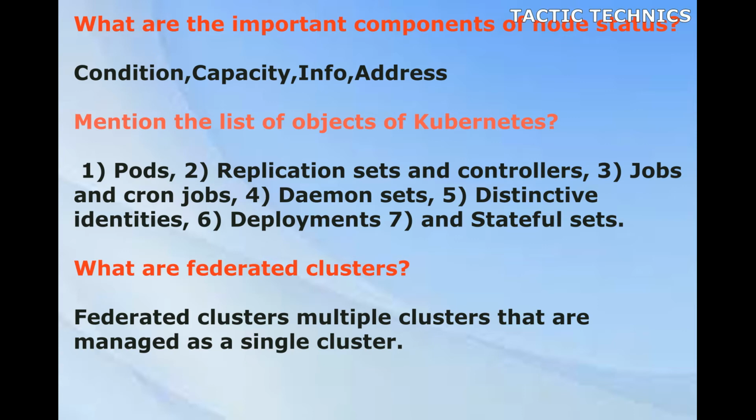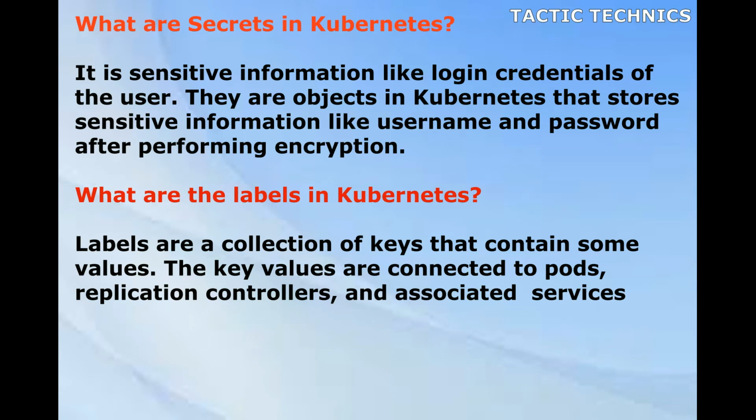What are secrets in Kubernetes? It is sensitive information like login credentials of the user. They are objects in Kubernetes that store sensitive information like username and password after performing encryption. What are the labels in Kubernetes? Labels are a collection of keys that contain some values. The key values are connected to pods, replication controllers, and associated services.